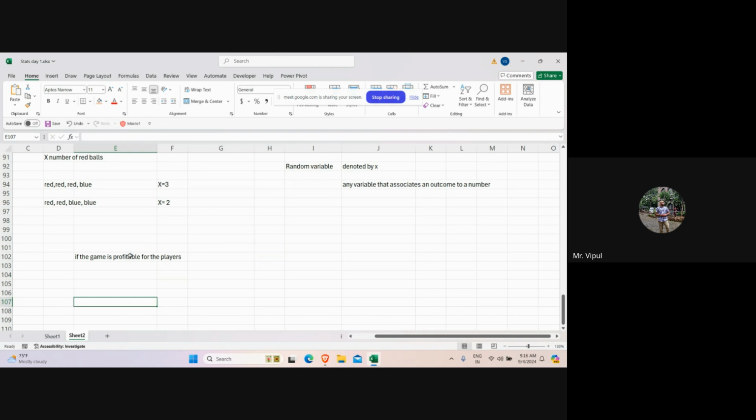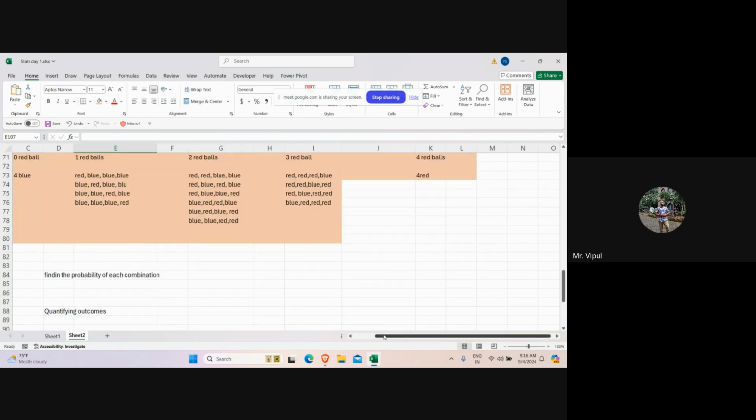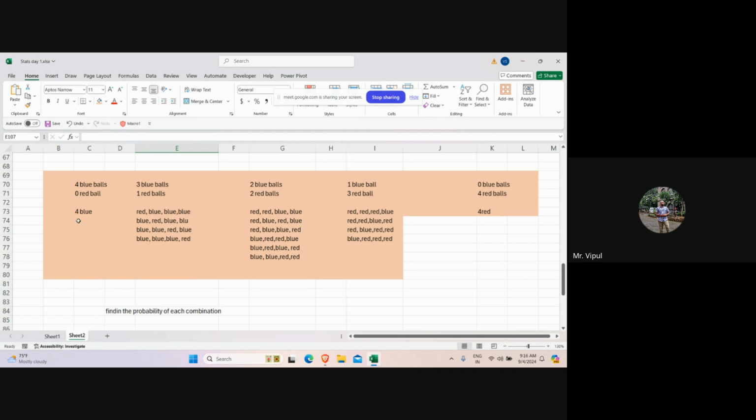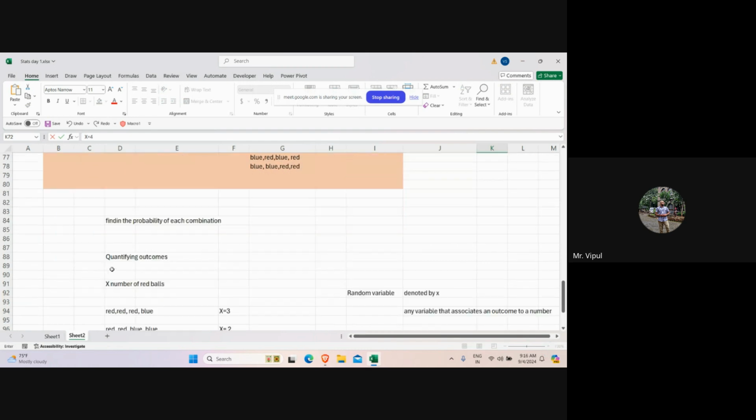So look here, we made 4 combinations, so what will X be in each? X is the number of red balls: X is 0, right? Here X equals 2, here X equals 3, and here X equals 4, right? So we have this set. Now let us draw a histogram.